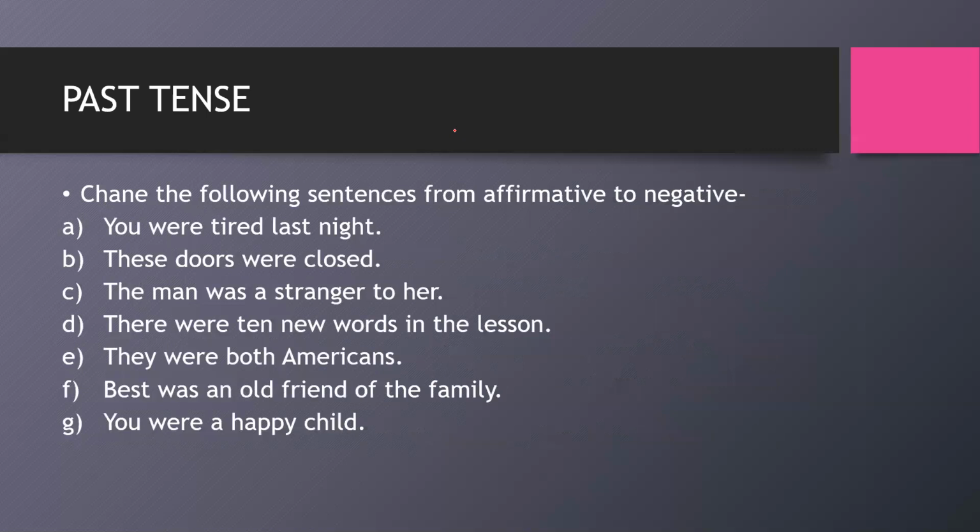Next is the past tense. This we have to change the sentences from affirmative to the negative one. So for the negative, we are using was not or were not, right? So you were tired last night. We are using what? was not or were not in the negative structure. These doors were closed. The man was a stranger to her. There were 10 new words in the lesson. They were both Americans. Best was an old friend of the family. You were a happy child.